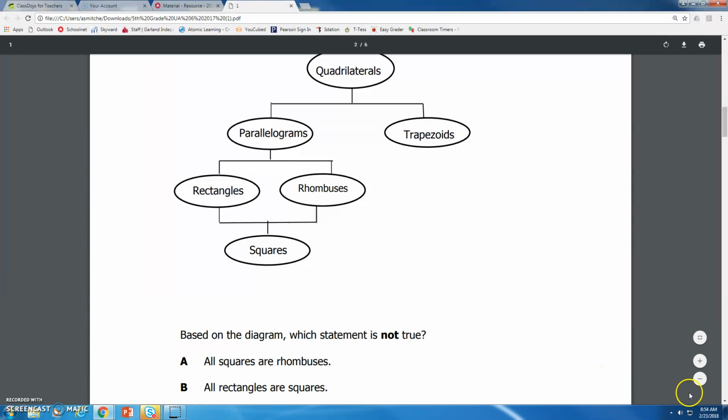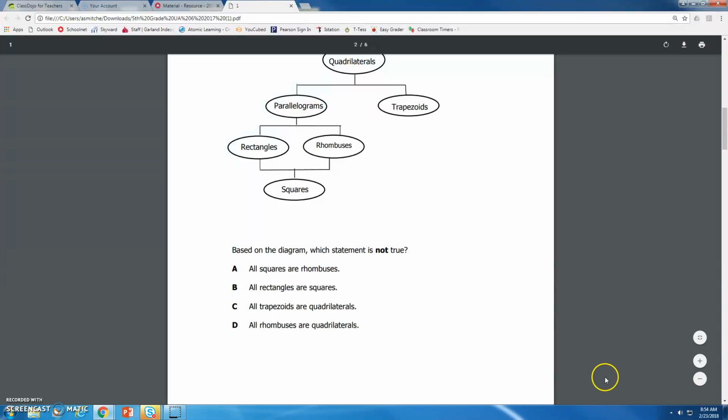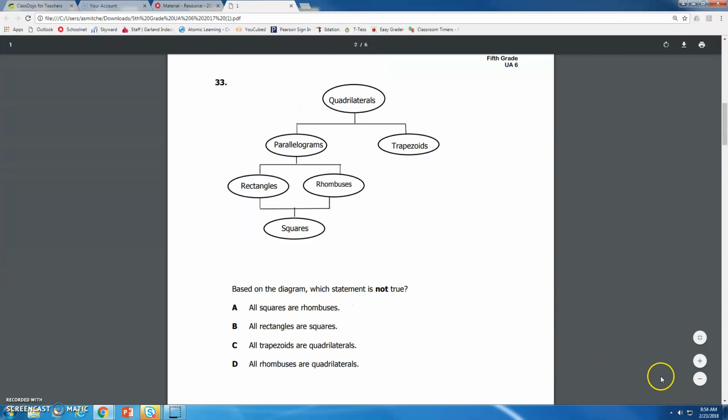33. Based on the diagram, which statement is not true? A. All squares are rhombuses. B. All rectangles are squares. C. All trapezoids are quadrilaterals. Or D. All rhombuses are quadrilaterals. Hit pause.